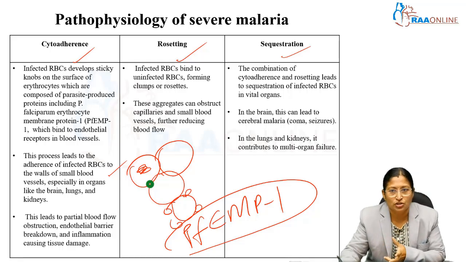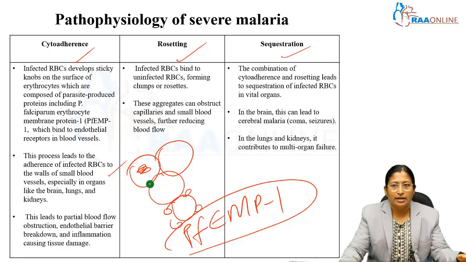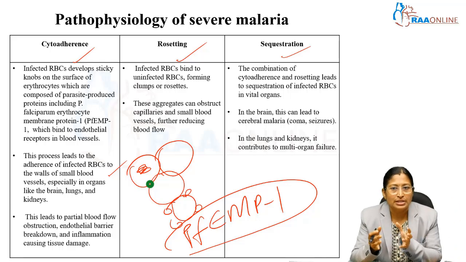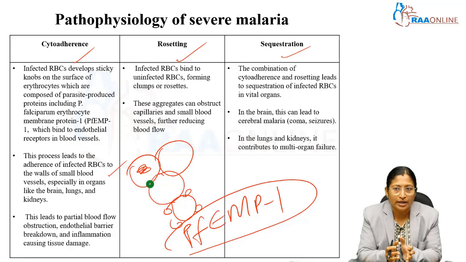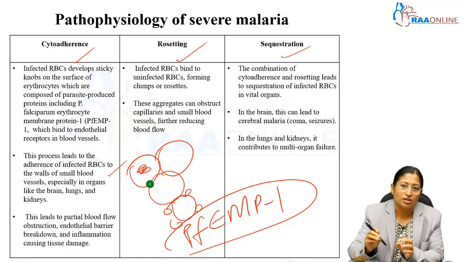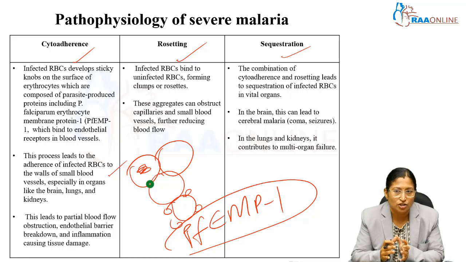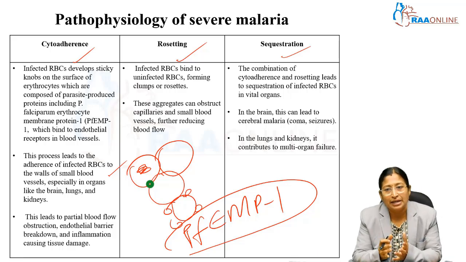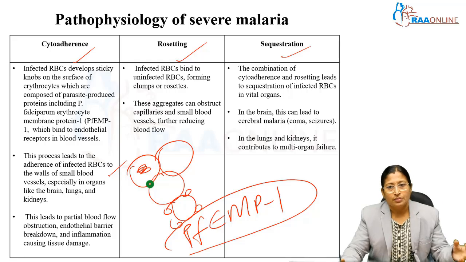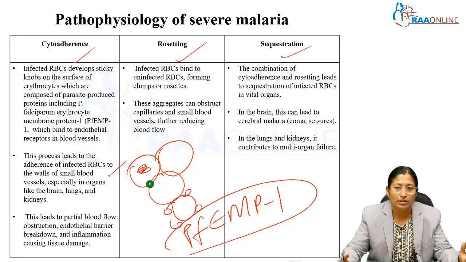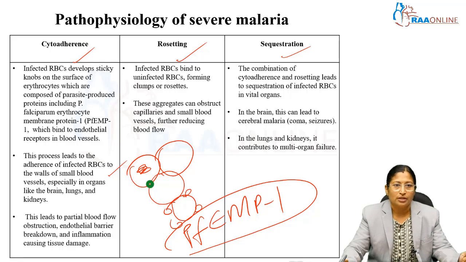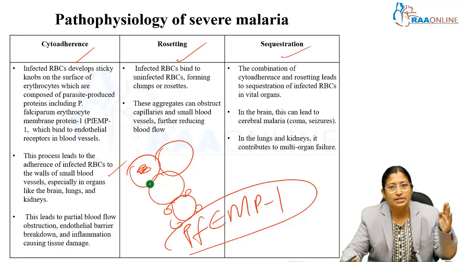And what is sequestration? A combination of cytoadherence and rosetting results in sequestration and blocking of the infected RBCs in the vital organs. In smaller blood vessels and capillaries, these rosettes adhere to the endothelial cells and ultimately block the blood vessels. This is called sequestration. When this happens in the brain, the patient can present with cerebral malaria. When it happens in the lungs or kidneys, it presents with multi-organ dysfunction. So this is the basic pathophysiology of severe malaria.